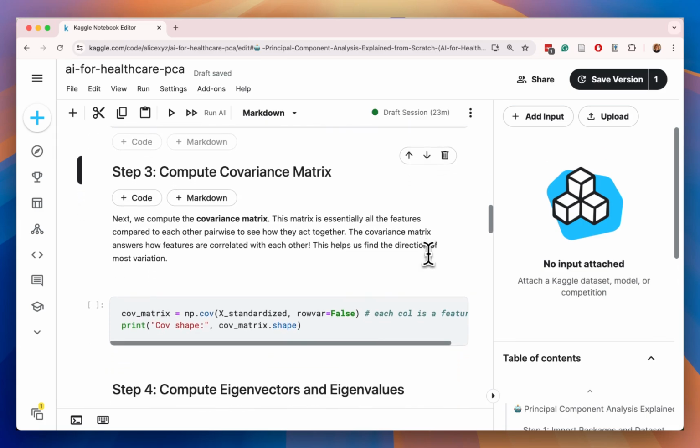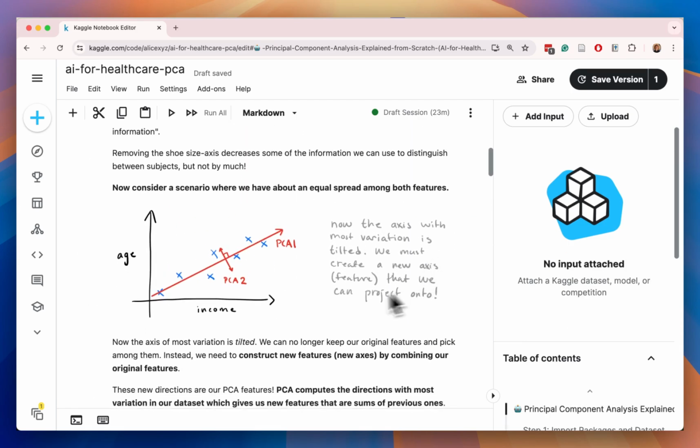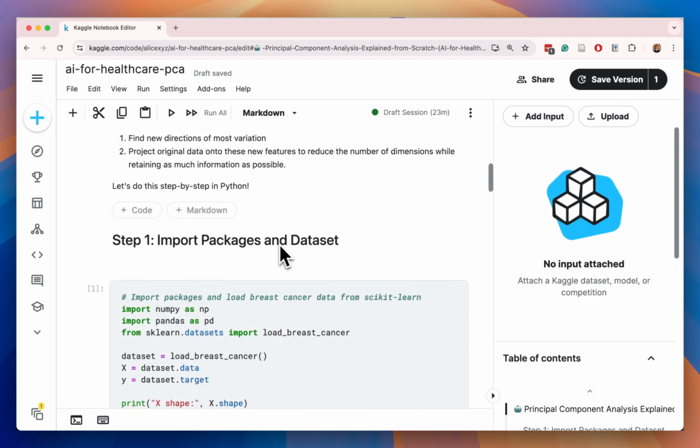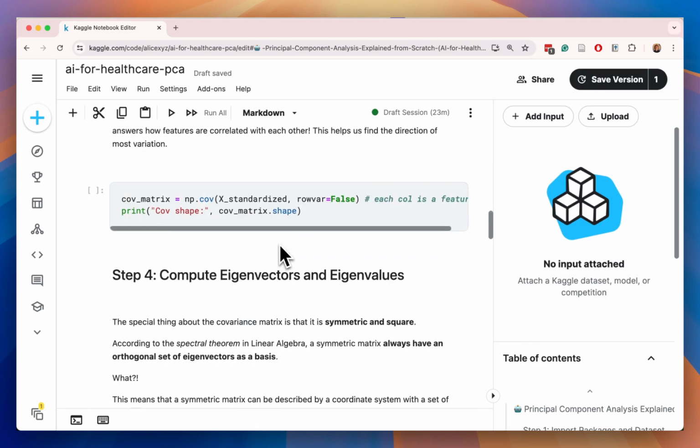After that, we compute the covariance matrix. This matrix is essentially all the features compared to each other pairwise to see how they act together. The covariance matrix answers how features are correlated with each other. And this helps us find the direction of most variation. Just like we can see up above, these two features correlate with each other, they move together. And from that, we can deduce these axes of variation.